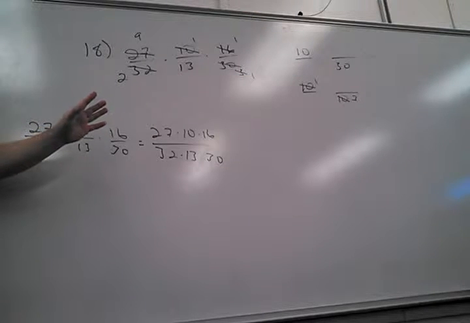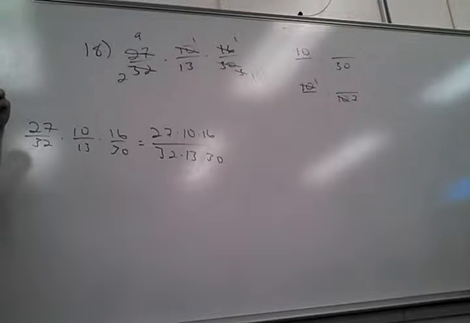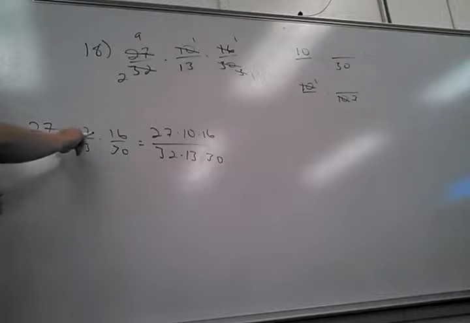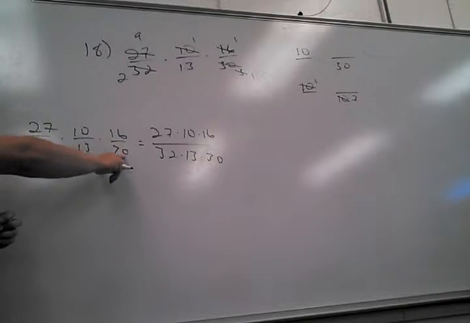So 27 times 10 times 16 is on the top. On the bottom is 32 times 13 times 30. And then you get the big number. You could, but let's realize we can be smarter. We can say, let me move the 10 here.